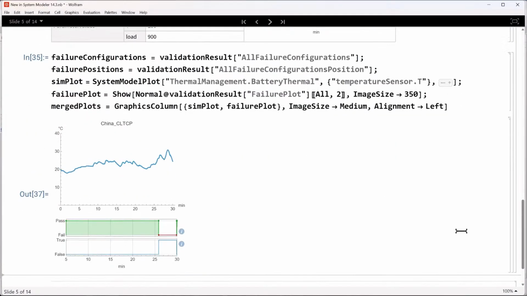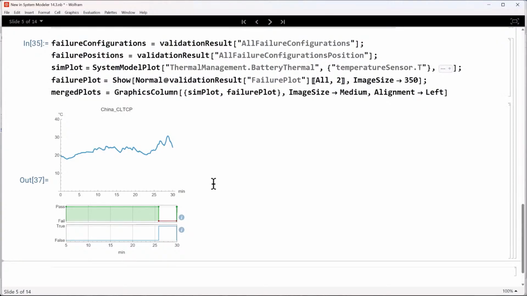Here, the failure is in the China drive cycle. The failure plot shows the battery temperature staying above 25 degrees Celsius for over 4 minutes. In practice, this replaces hours of manual validation with a single function call, delivering insights much earlier in the workflow.